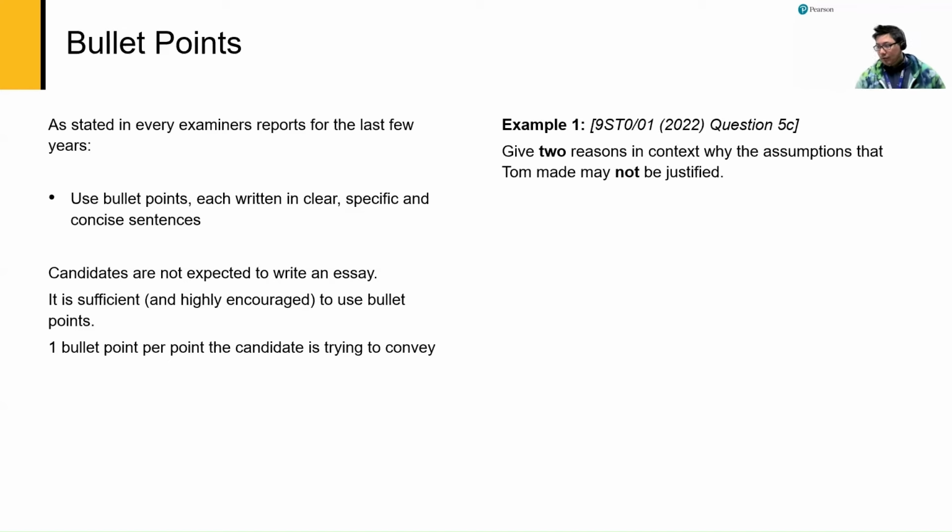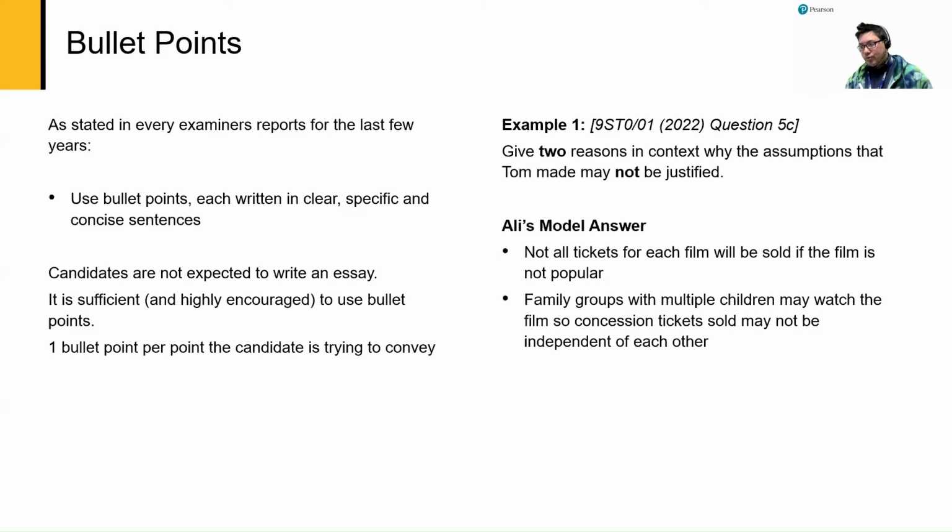Okay, here is an example. I've taken this question, question 5C from paper 1 in 2022. Now, we don't need to know what the actual question was. The question just said, give 2 reasons in context why the assumptions that Tom made may not be justified. It doesn't matter what the content is. What I'm trying to get across here is what we are looking to see as a structure of an answer. And my model answer would be something like this.